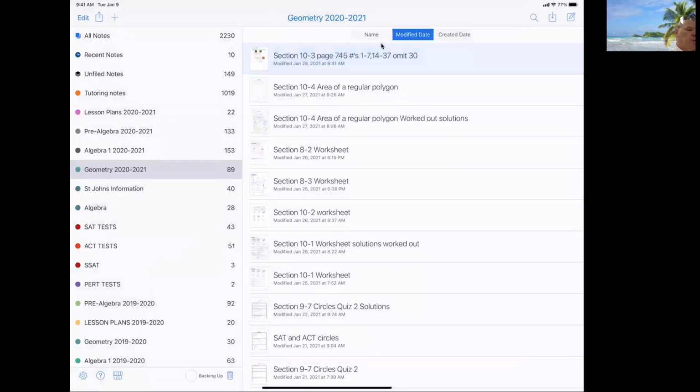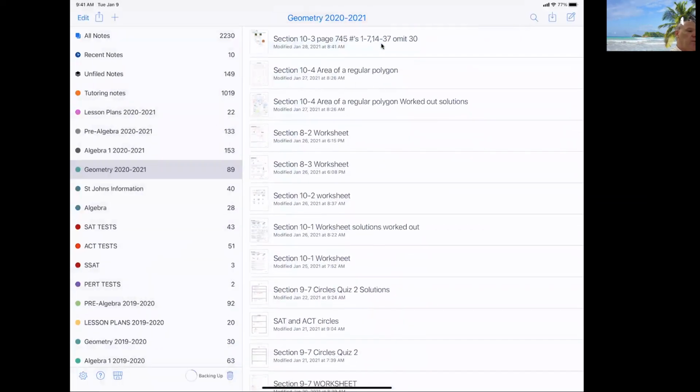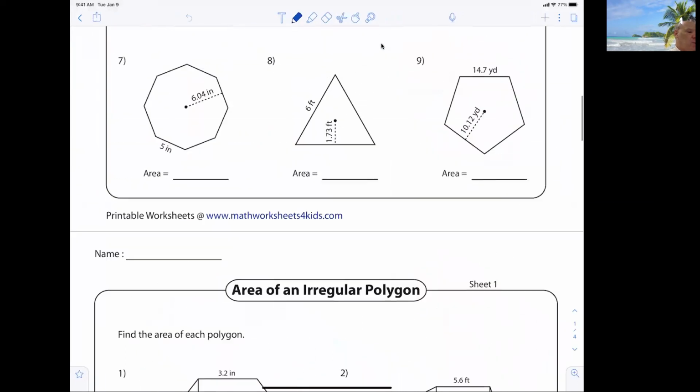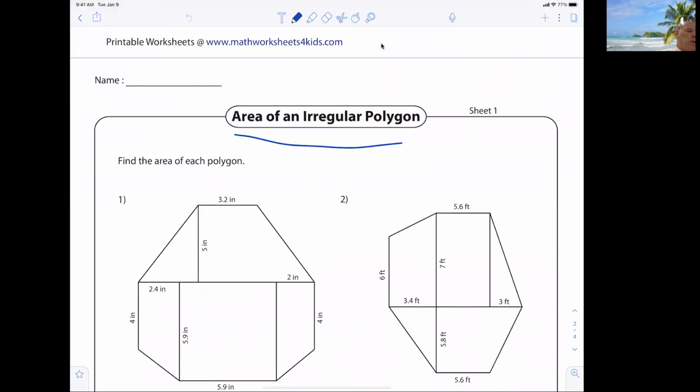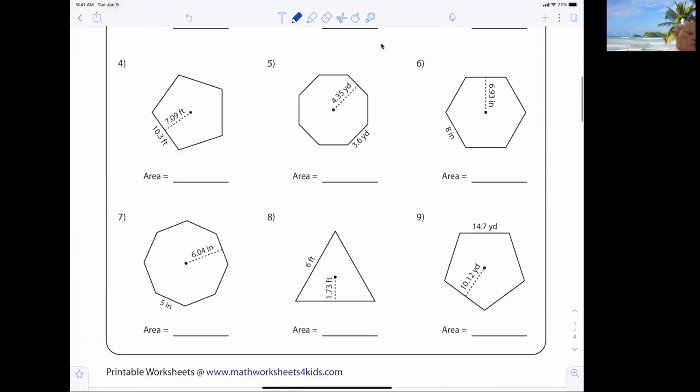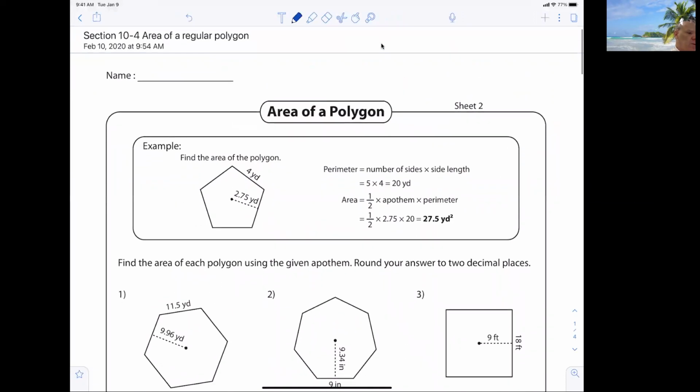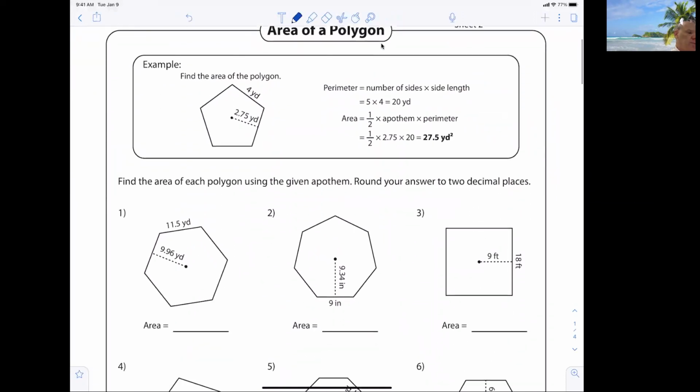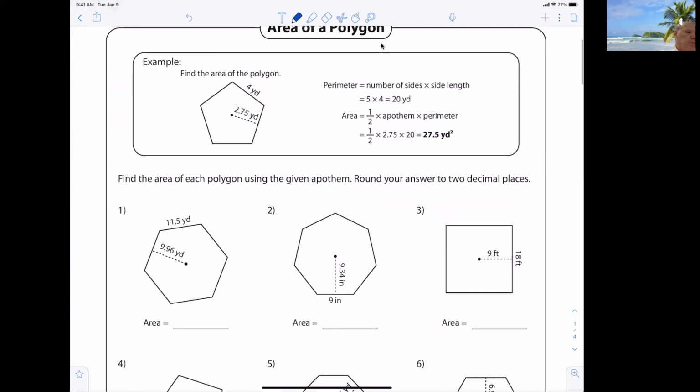All right, let's go ahead and jump into today's lesson. Area of a regular polygon, 10-4. And I did some irregular shapes, which should be pretty easy. All right, I'm going to tell you what the geometry book says, and then I don't like the way they teach it, so I'm going to show you. All right.